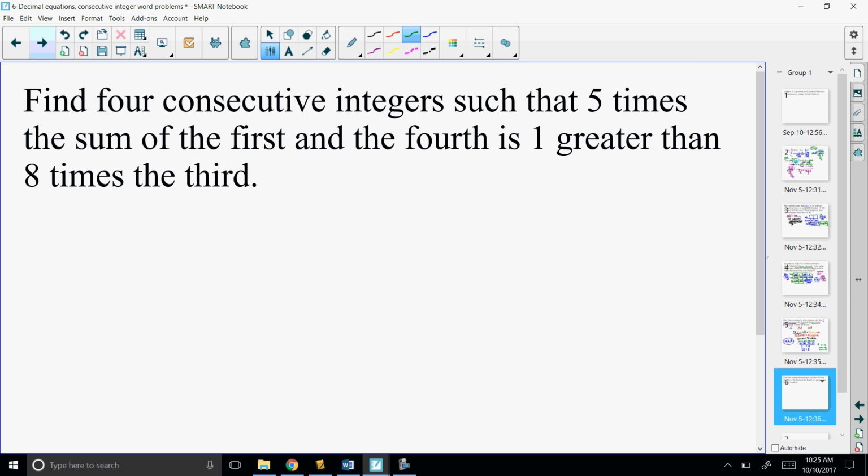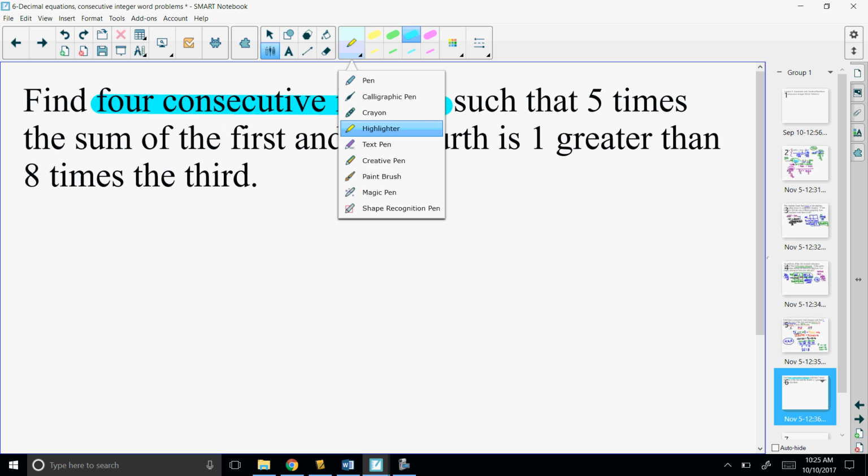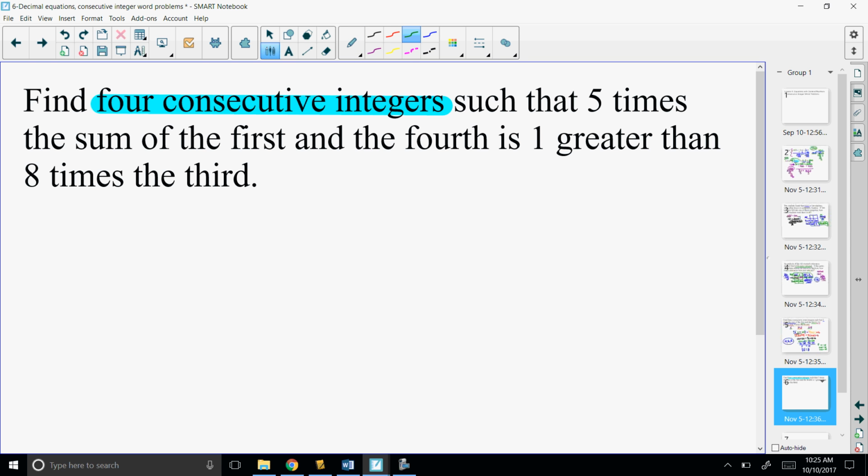Okay, the first thing we need to recognize is this right here. Find 4 consecutive integers. How do I represent 4 consecutive integers? x plus what? 1, because they're just consecutive integers, not even or odd. x, x plus 1, x plus 2, and x plus 3. There's my 4 consecutive integers.